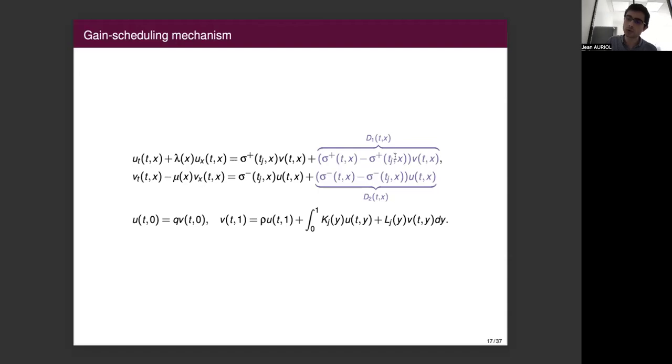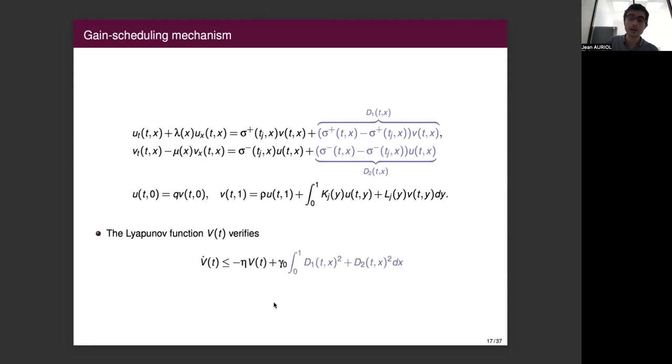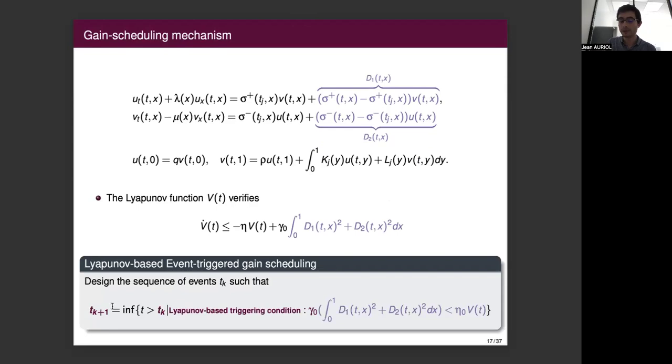And so these two terms that appear in the U equation and the V equation are again seen as disturbances. So again, we can use our Lyapunov functional and verify that V dot satisfies something like that. So now, if we define our event-triggered gain scheduling such that this condition is verified, then it means that we can show that our Lyapunov function is decreasing.